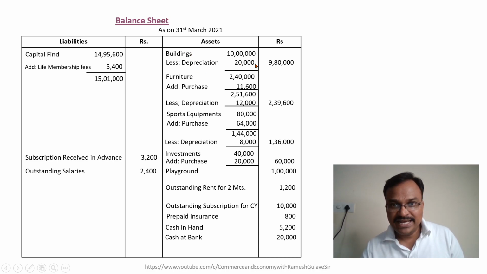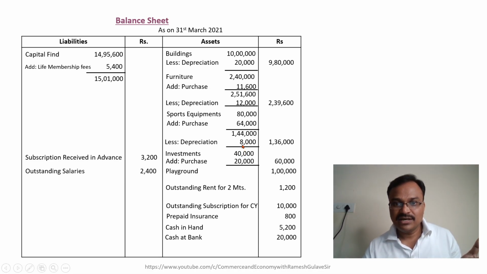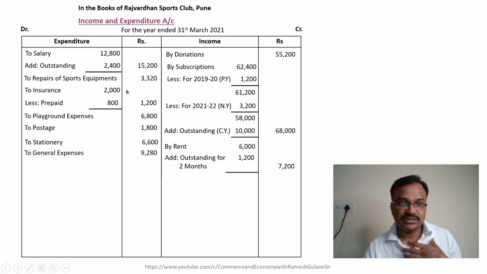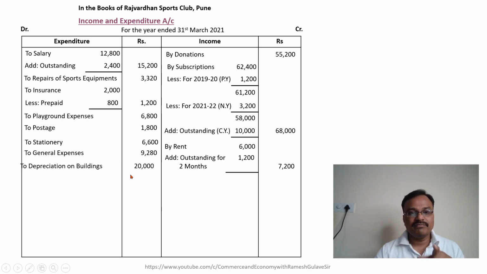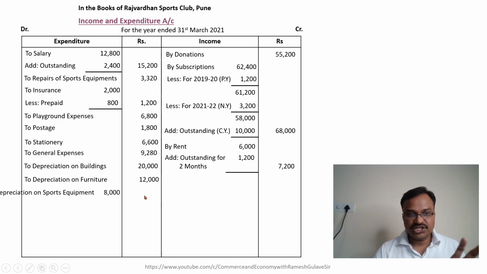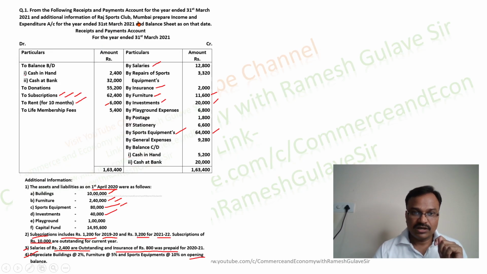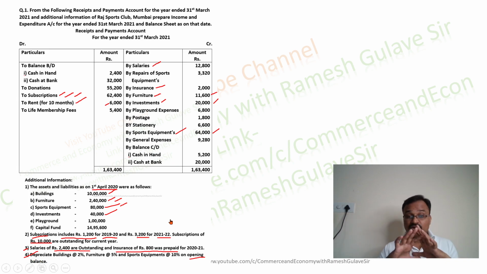So depreciation on building is 20,000, depreciation on furniture is 12,000, and depreciation on sports equipment is 8,000. So we are going to record all this on the debit side of the income and expenditure account, as here. See, depreciation on building 20,000, depreciation on furniture 12,000, depreciation on sports equipment 8,000, right? Okay, so now we have finished with all the adjustments, including depreciation and its second effect. Now it's time for tally.